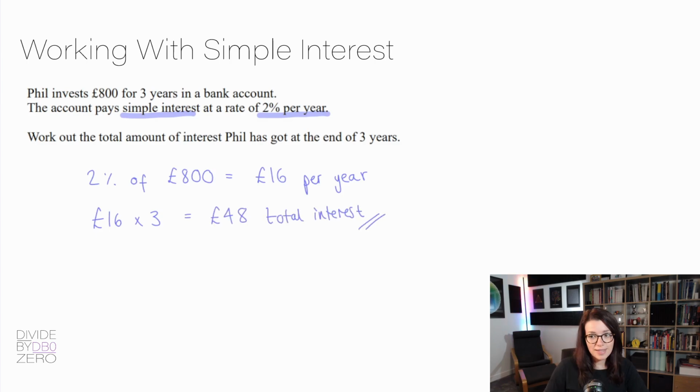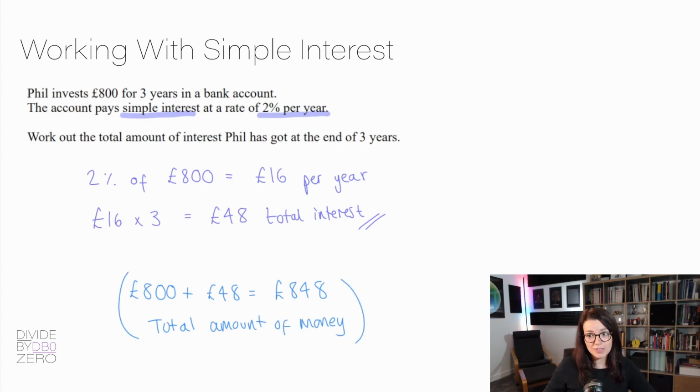And that's the answer. If they did ask for the new total amount of money that Phil has altogether, so including his original investment, that would be 800 plus the 48. He would have £848 in his account altogether. So that would be the total amount of money. But in this case, they just wanted to know the total interest, so £48 would be the answer.